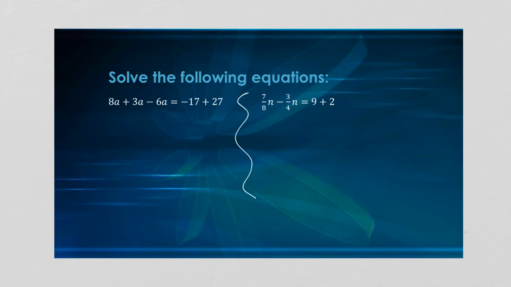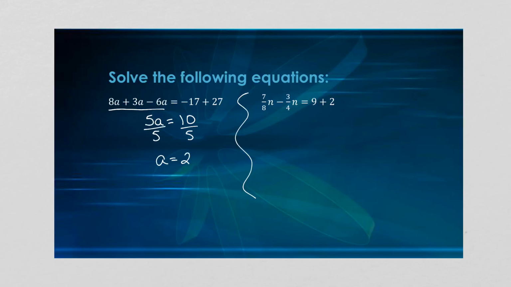On the left one, I need to combine my like terms, and all three of these are like terms. So 8a plus 3a is 11a. 11a minus 6a is 5a. -17 plus 27 is positive 10. Now, in order to solve this, I need to divide both sides by 5. So a is equal to 2.